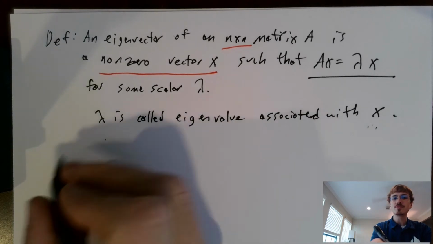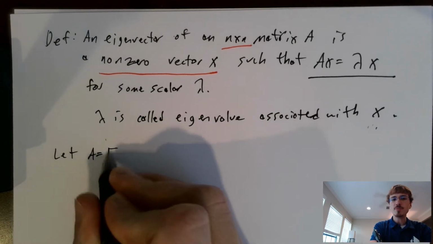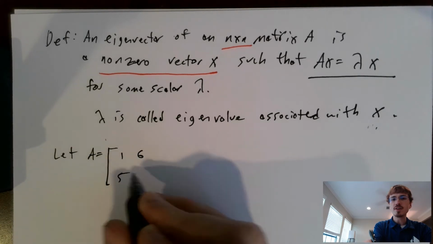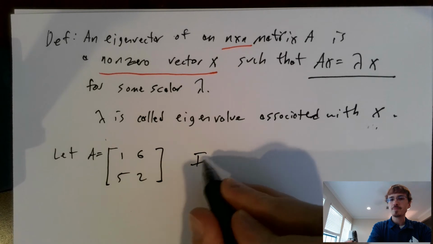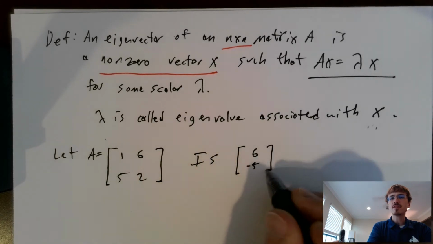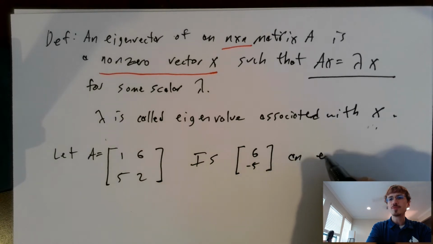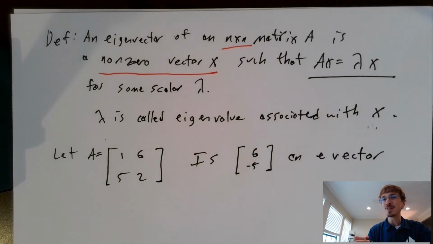So let's see some numerical examples. Let A be the matrix 1, 6, 5, 2. Let's start off by asking an easy question. Is the vector 6, negative 5 an eigenvector? I'm going to be lazy here and call it an e-vector, but it means eigenvector. Try to pause the video and see if you can figure out what to do here.